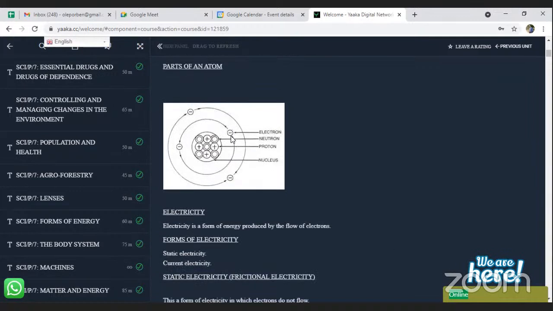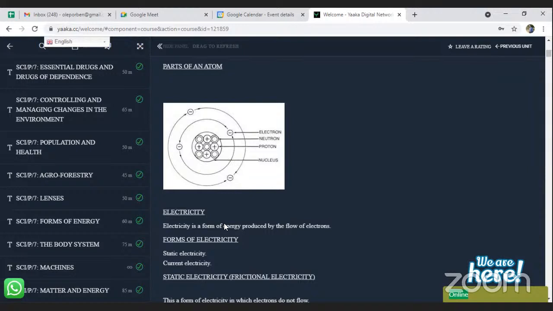So those ones with the minus are electrons. And those ones with the plus are protons. And then the nucleus is that middle part, which contains both the protons and the neutrons. And then we have the neutral part. Those ones without anything are the neutrons.